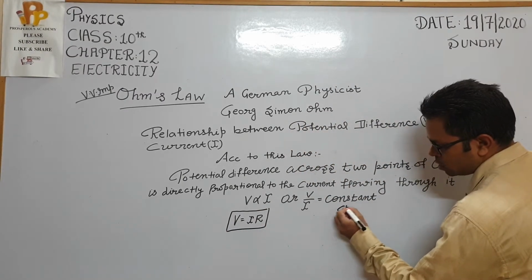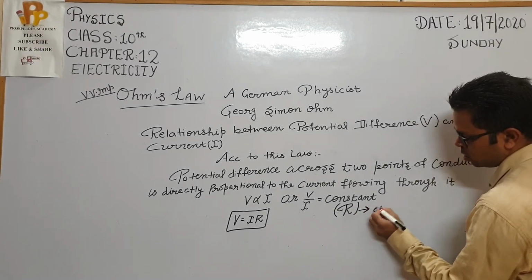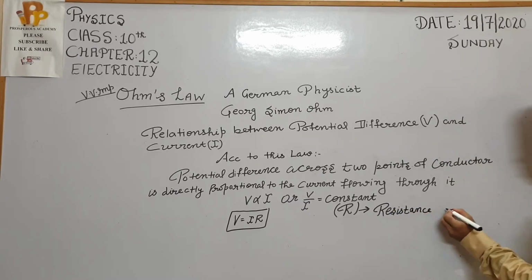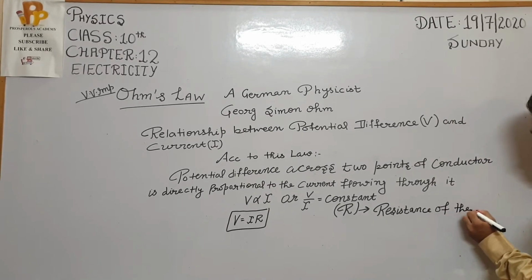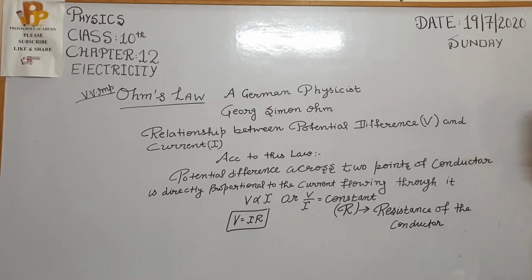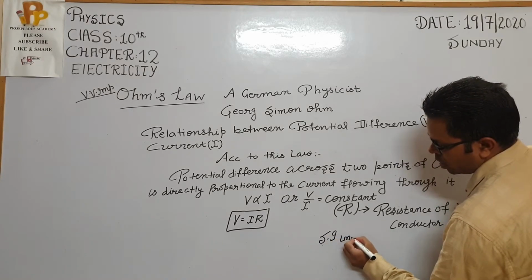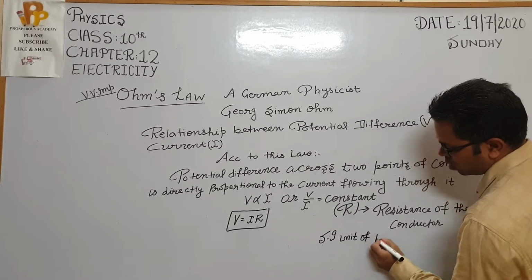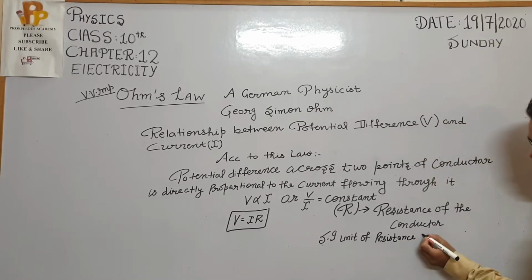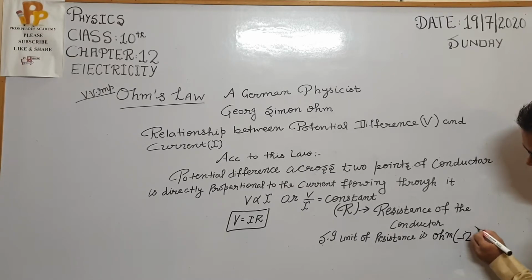Here R is a constant, that is called the resistance of the conductor. And the SI unit of resistance is ohm, represented by this symbol. Note down the thing.